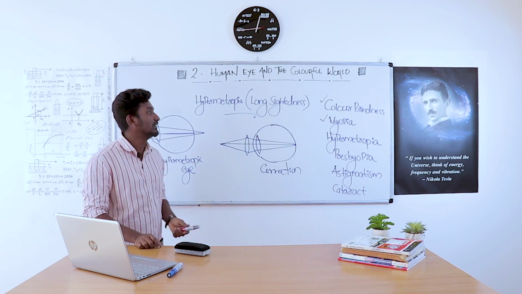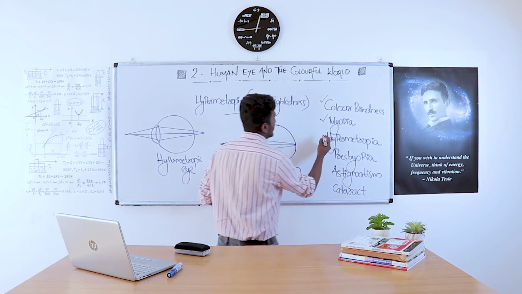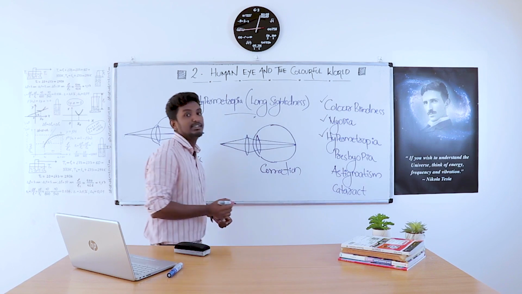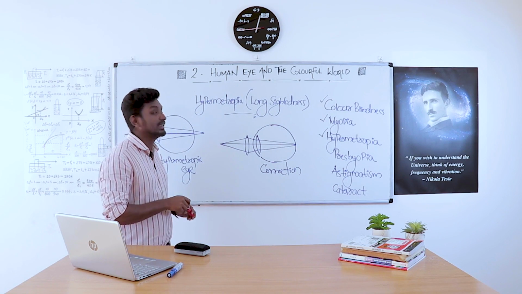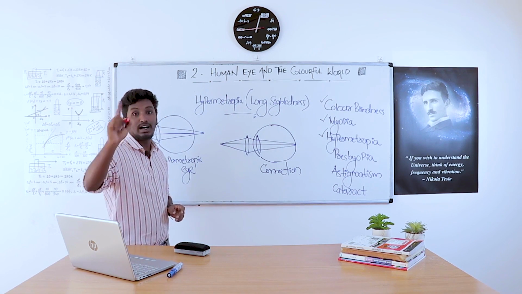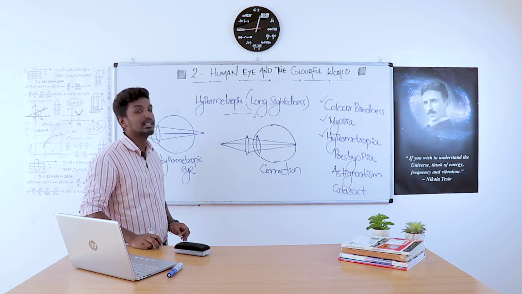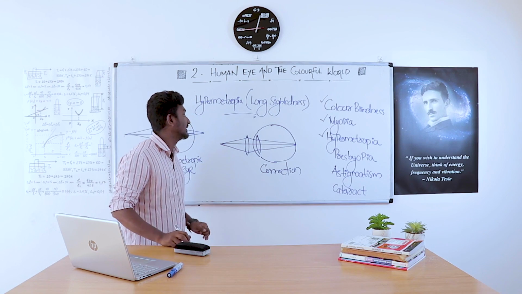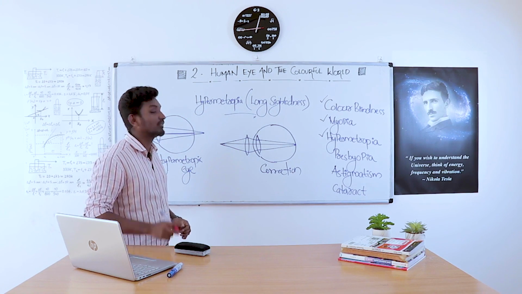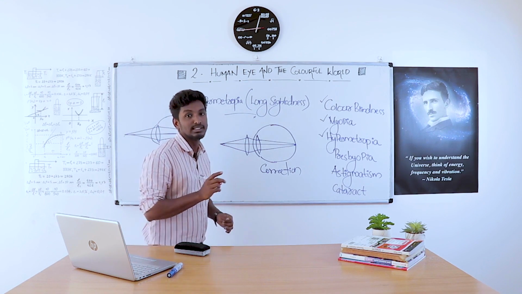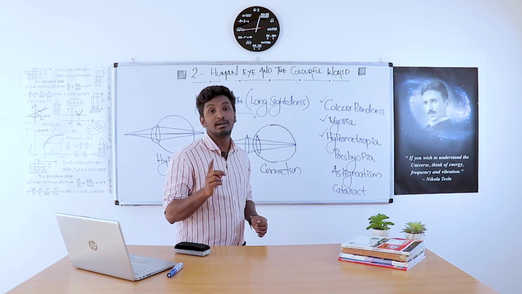So what all things have we discussed about hypermetropia? Hypermetropia is a defect in the human eye due to which a person can see far objects clearly but cannot see nearby objects clearly. What are the reasons behind hypermetropia? The first one is decrease in power of the eye lens.